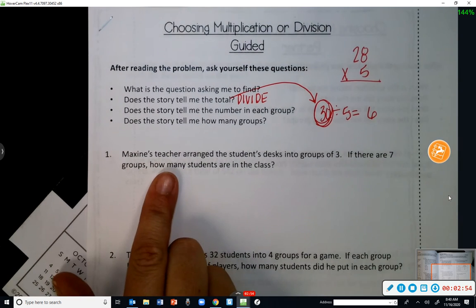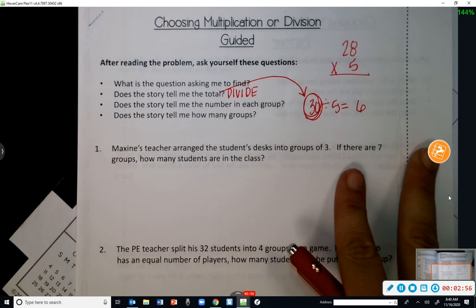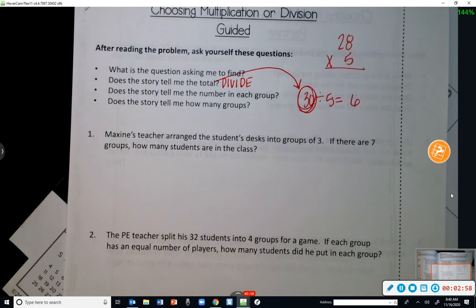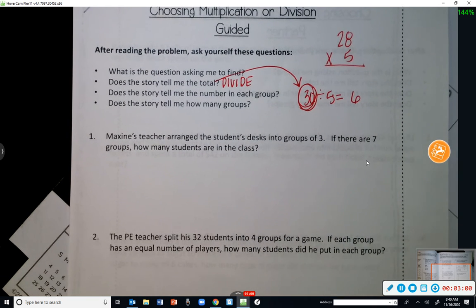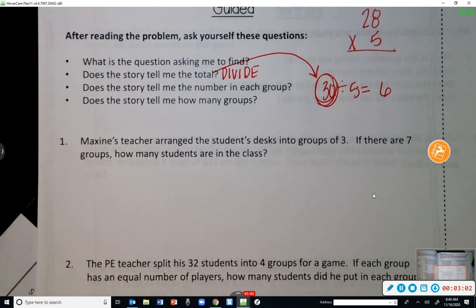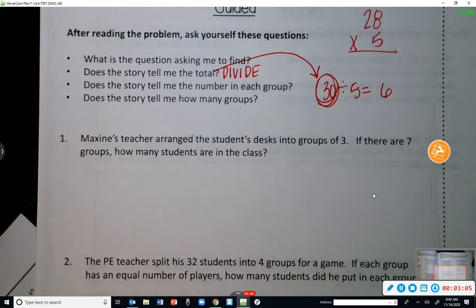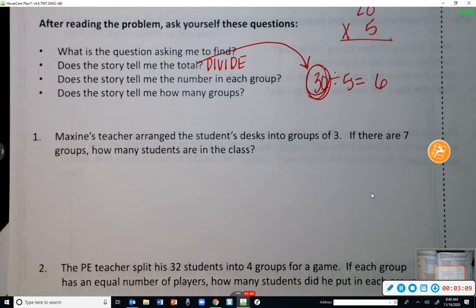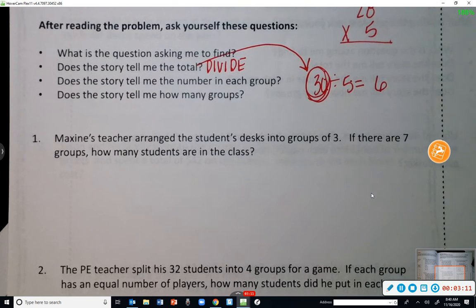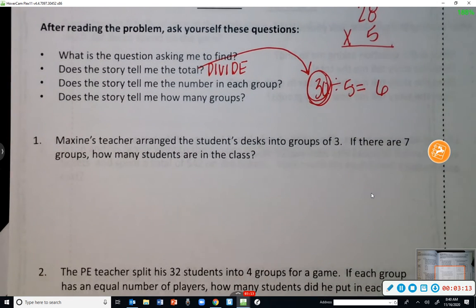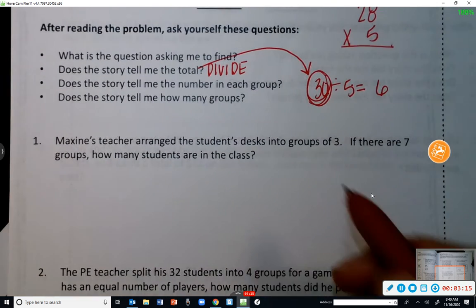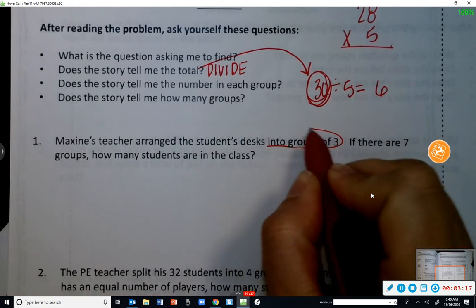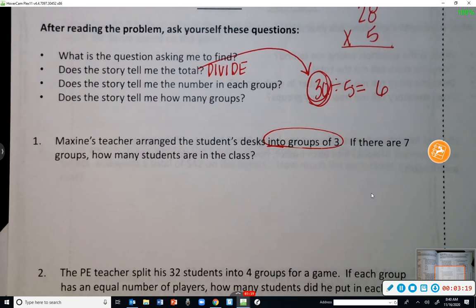Maxine's teacher arranged the student classes into groups. If there are 7 groups, how many students are in the class? Okay, so it's taking the students' desks and putting them into groups of 3. If there are 7 groups, how many students are in the class?